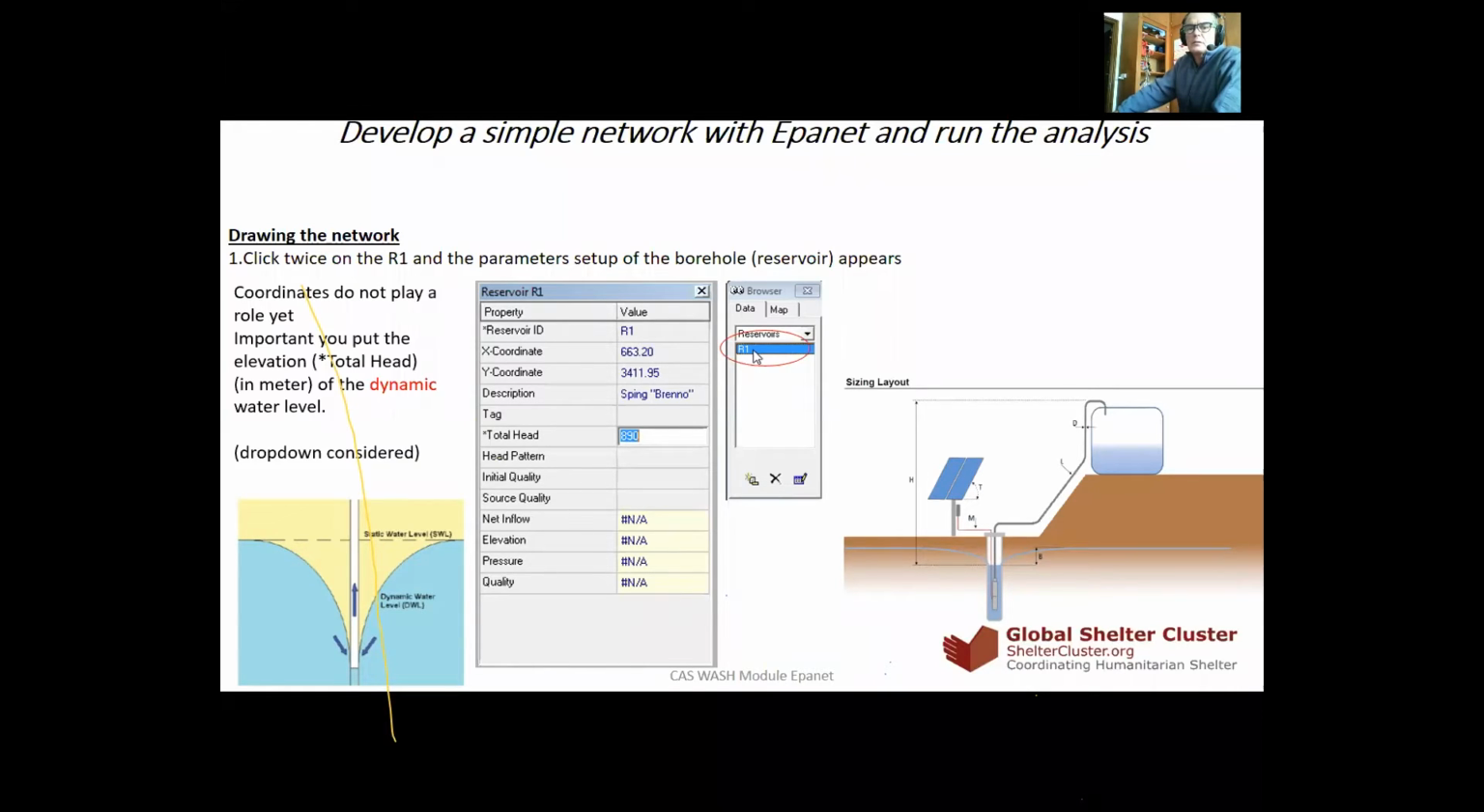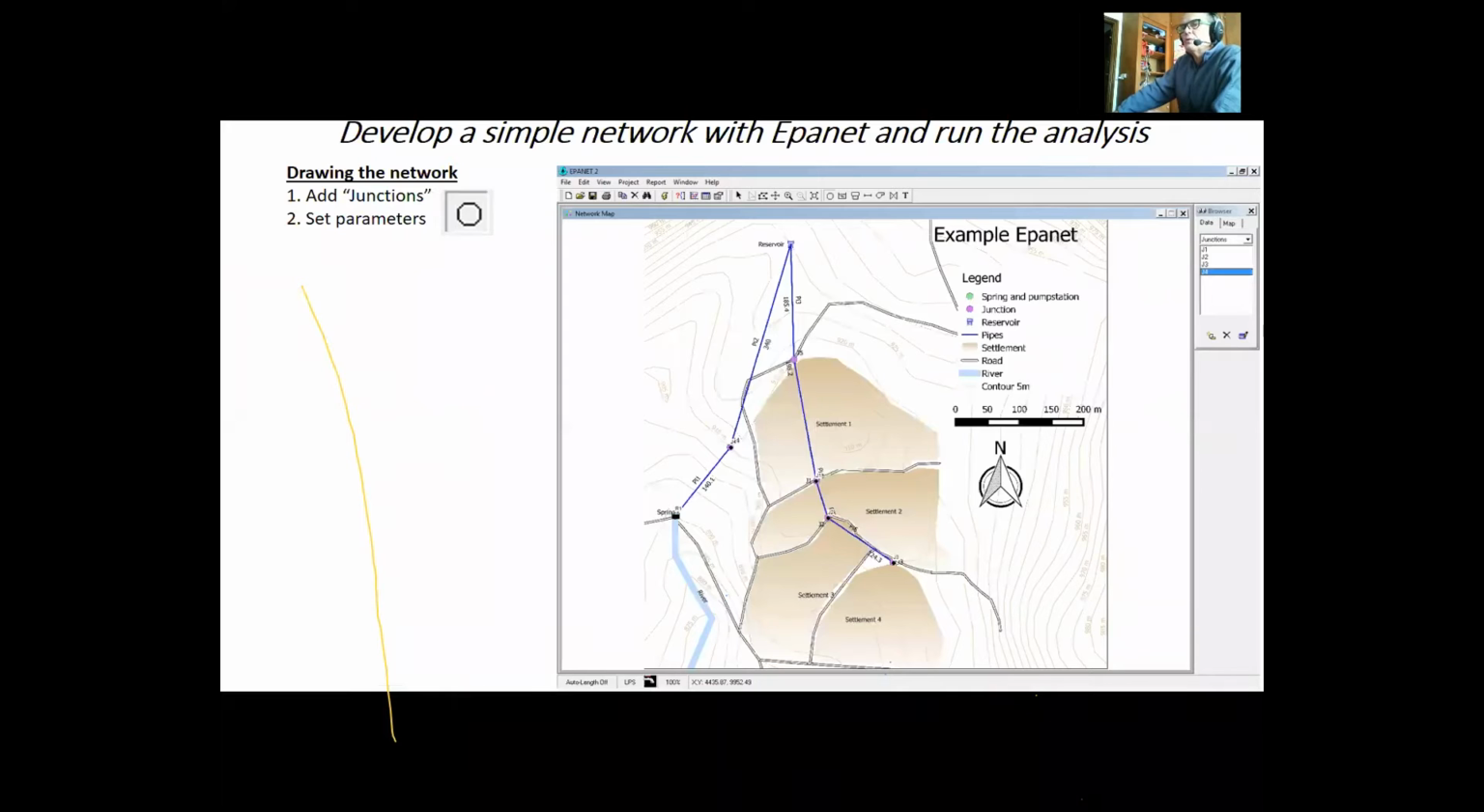Next point would be we put the junctions. In this drawing, we have 1, 2, 3, 4, 5 junctions. This junction is actually only a change of slope, but there is no demand.